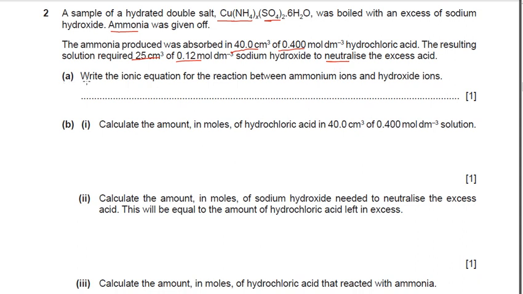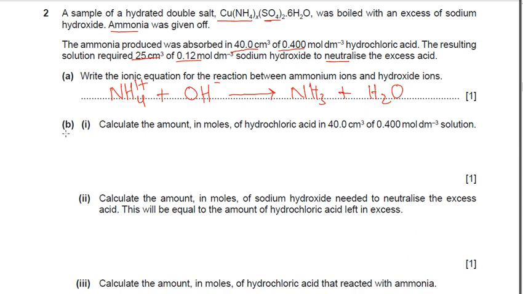Then the first question says to write the ionic equation for the reaction between ammonium ions and hydroxide ions. So here is the ionic equation. Remember, the ammonium ion has the formula NH4+, whereas the hydroxide ion has the formula OH-. When these two react together, they release ammonia, which is NH3, plus water. So this should be the ionic equation.